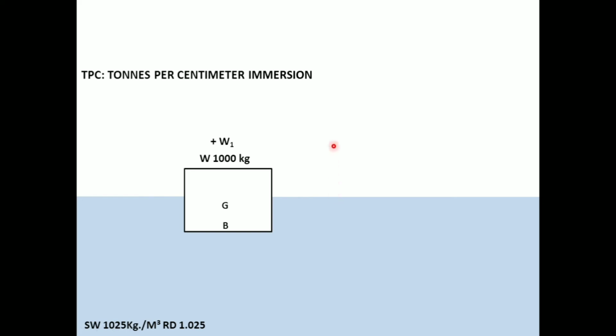This is one term that we'll be using quite often once we start doing some tons per centimeter immersion. So tons per centimeter immersion is the amount of tons that are required to increase or decrease the draft by 1 centimeter. You load, you increase; you discharge, you decrease the draft by 1 centimeter.